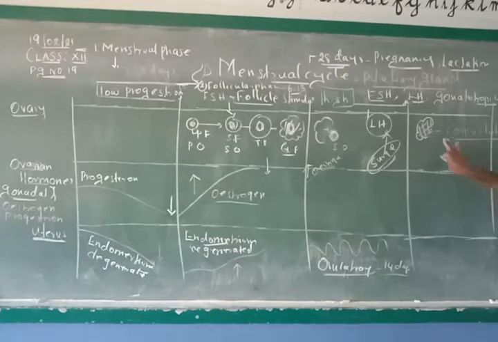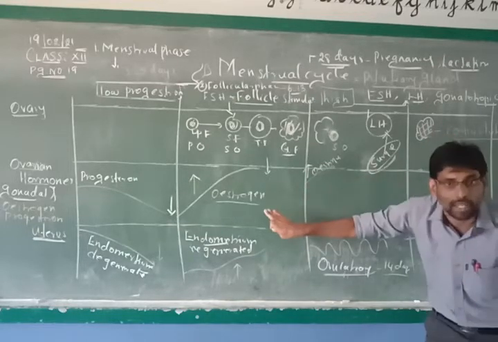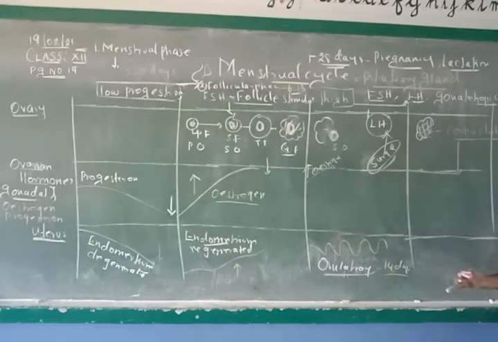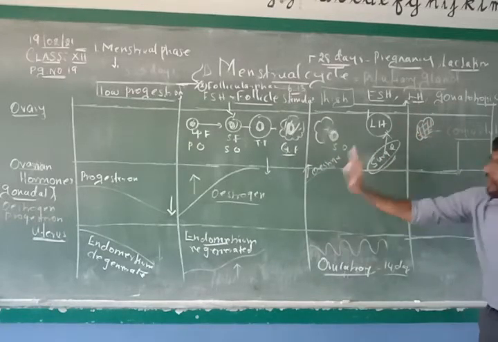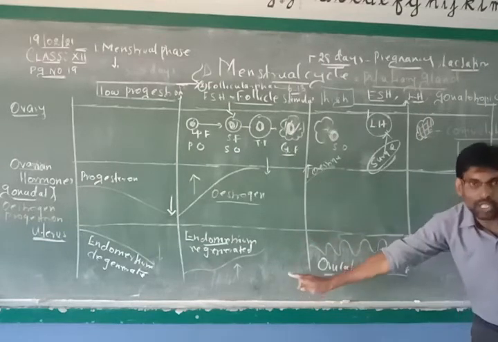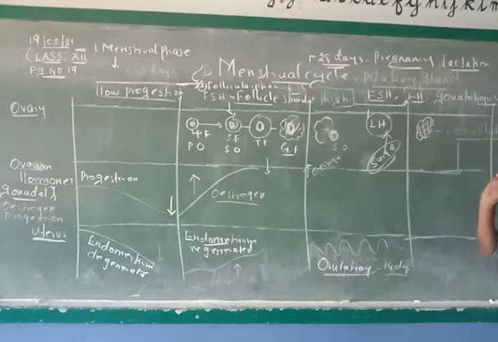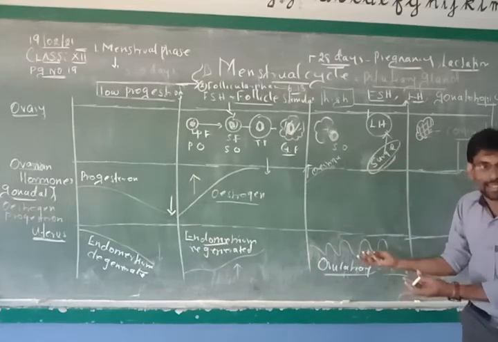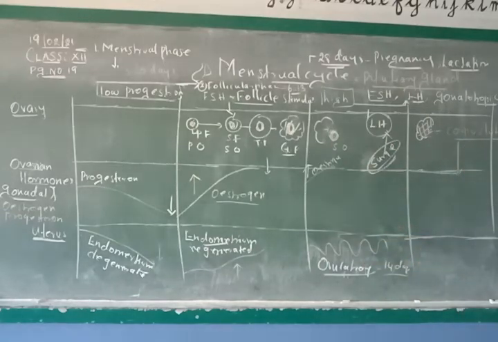Whenever graafian follicle is there, estrogen will be there. Now the graafian follicle is not there. What will happen to estrogen? Graafian follicle is there means definitely you will have a high level of estrogen, and high estrogen influences LH hormone. Now the graafian follicle is not there. Naturally, what will happen to estrogen? It decreases. Now this structure changes into corpus luteum.